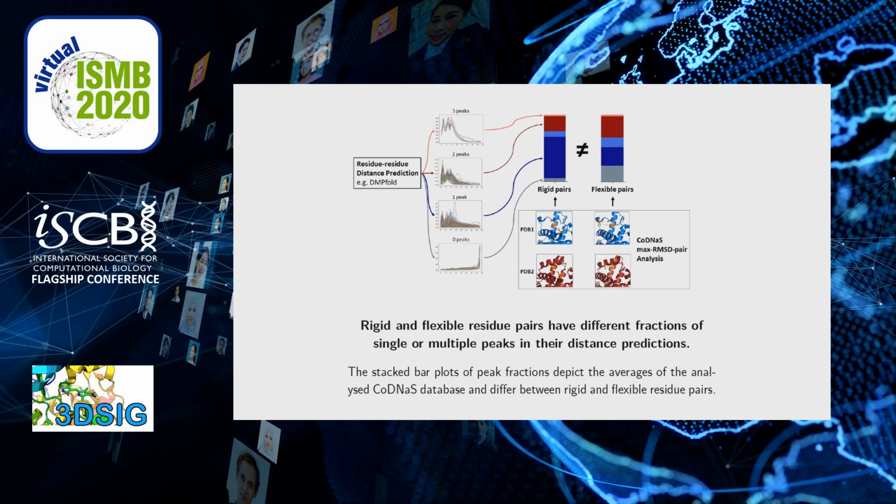This is a short summary of our pipeline and of our main results. You can see some example distance predictions of 0, 1, or more peaks. And again, rigid and flexible sets of residue pairs were found to have different fractions of single peaks, which are the blue ones in the stacked bar plot, and multiple peaks, which are the red ones in the bar plot.